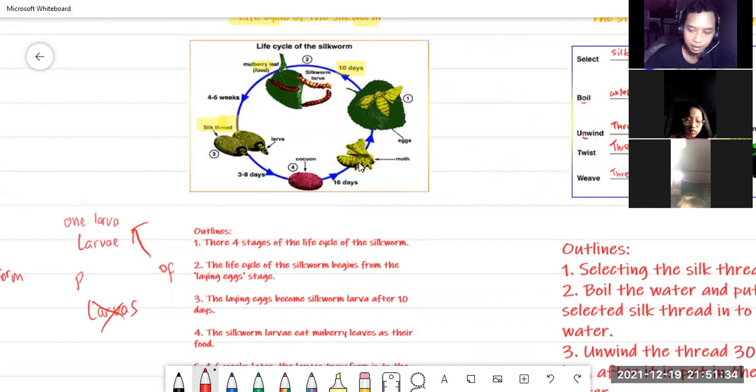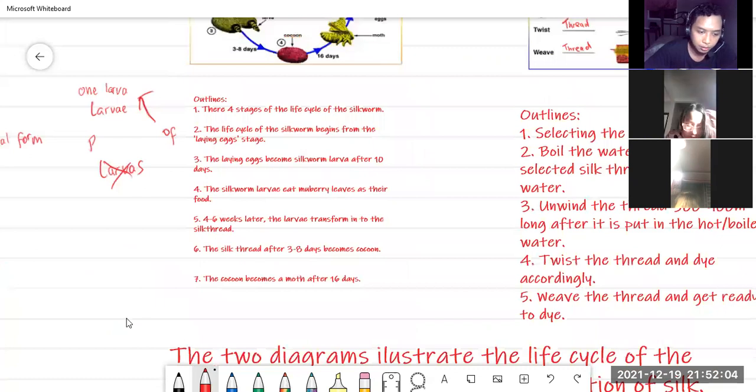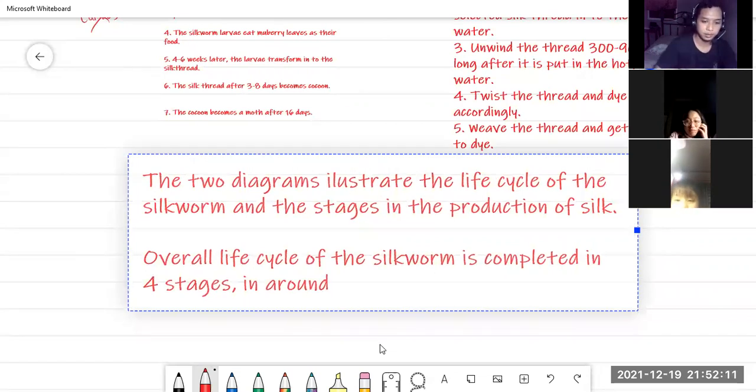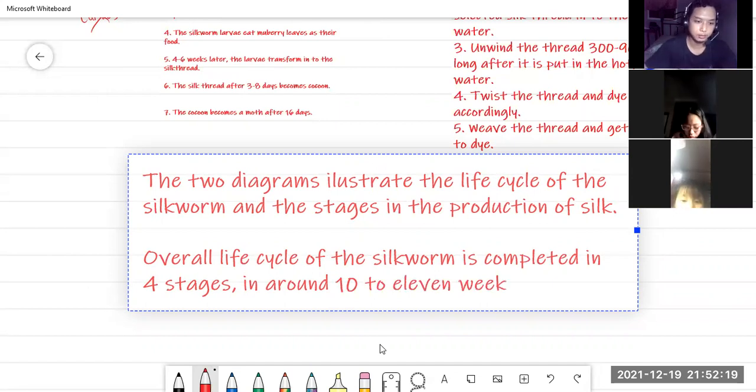Okay, let's count. Ten days, plus four to six weeks. Okay, ten days plus sixteen, plus eight days. Okay, so the total here plus four to six weeks. I think it's about ten weeks. Yeah, about ten to eleven weeks. Very good. Overall, the life cycle of the silkworm is completed in four stages in around ten to eleven weeks.